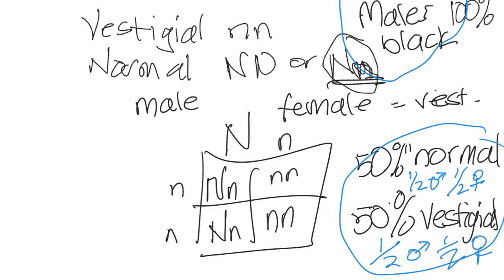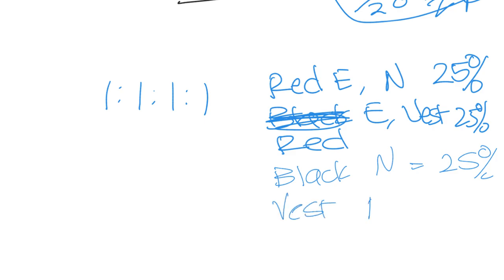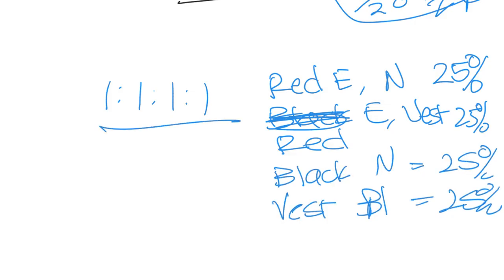You're going to end up with red-eyed females with normal wings at 25%. You're going to end up with black-eyed females with vestigial wings. No, I'm sorry, that has to be red. There are no black-eyed females. Red eyes with vestigial wings will be 25%. Then we go to the males. All the males, if you remember, were black-eyed. So we have black-eyed normal at 25%, and vestigial black-eyed male would also be 25%. So therefore, a 1:1:1:1 ratio. And that's it. That's the whole worksheet. I hope that helped. Thanks, guys.